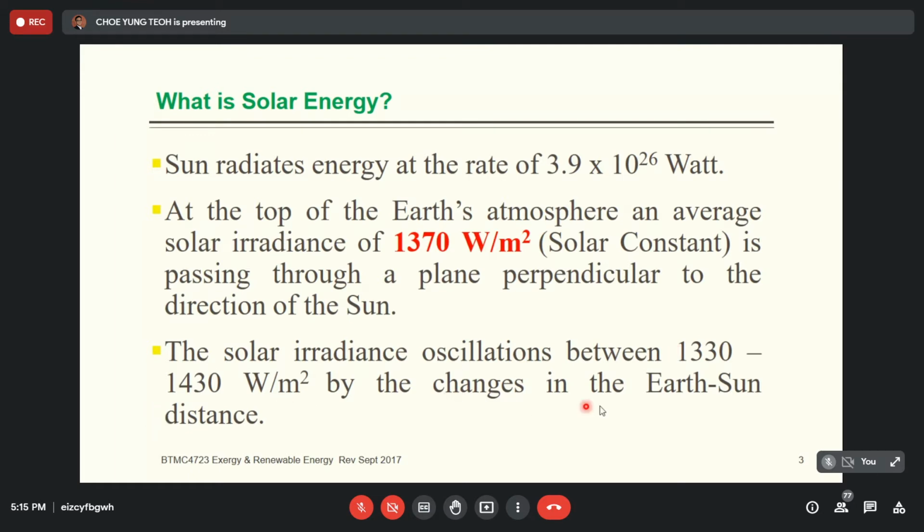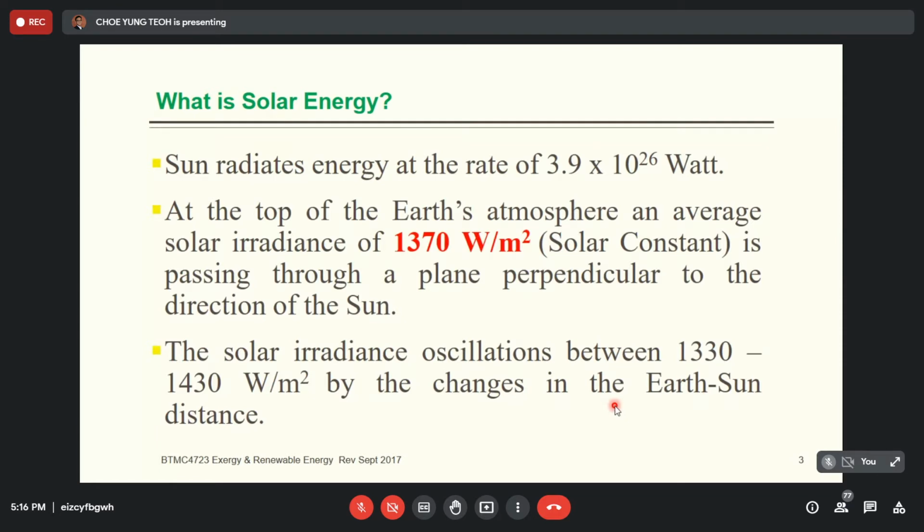This is because of the change in the Earth-Sun distance. Remember that the Earth revolves around the Sun, but the orbit is not a circle. The orbit is an ellipse. So if the orbit is an ellipse, it means that some of the time the Earth will be closer to the Sun, and some of the time we will be further away from the Sun. So it changes in terms of distance. When the distance is different, the amount of solar irradiance that we receive will be different. So the average is 1,370 once it's outside the Earth's atmosphere.